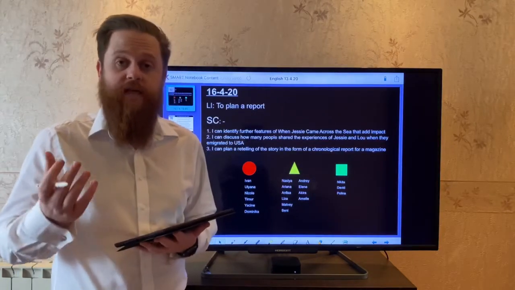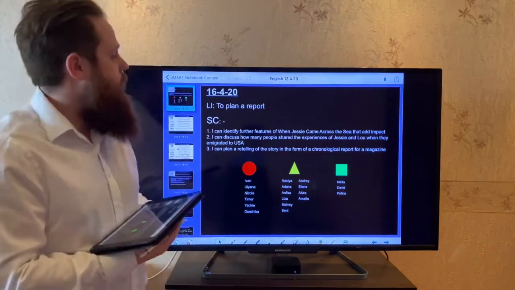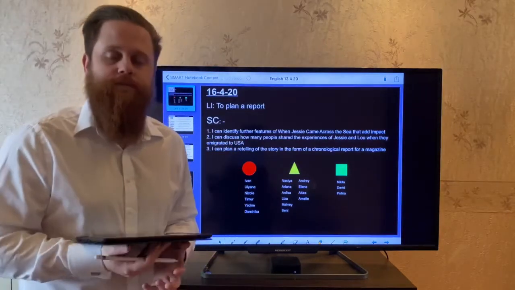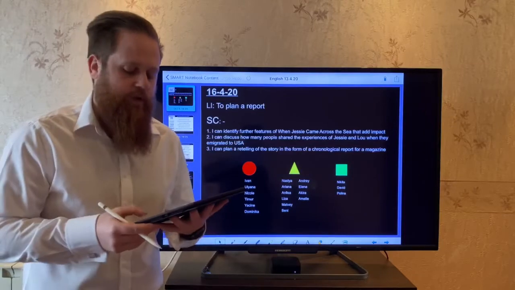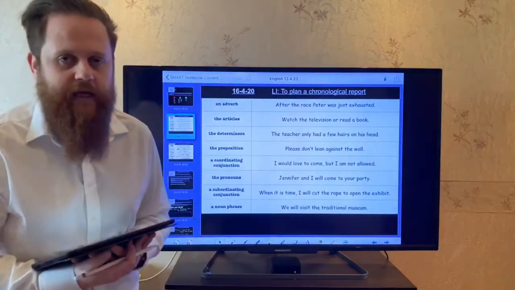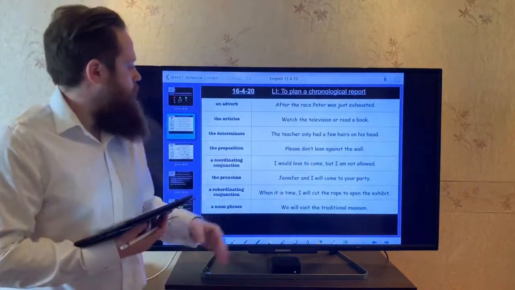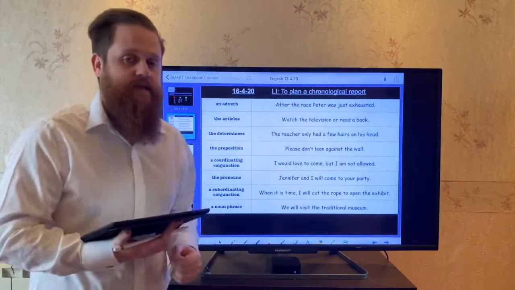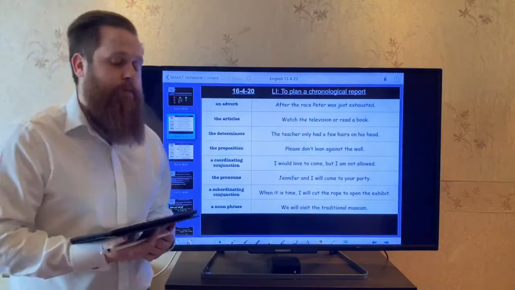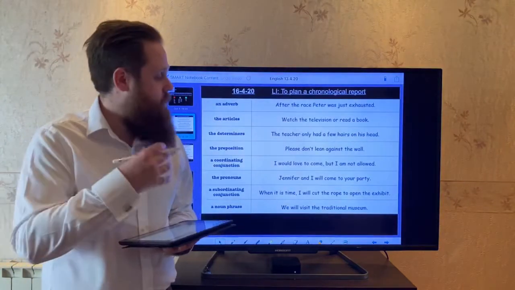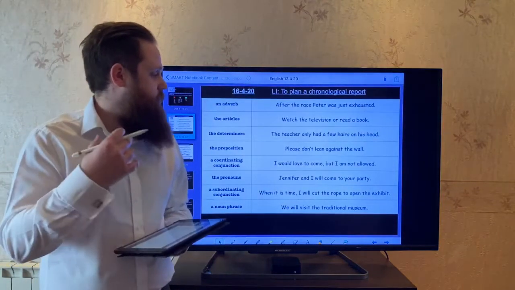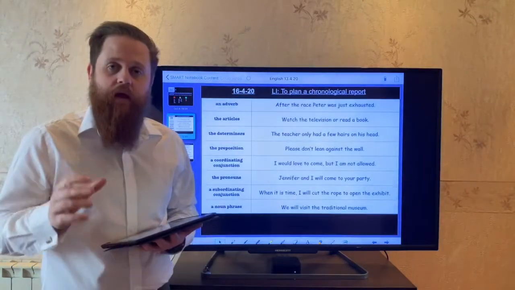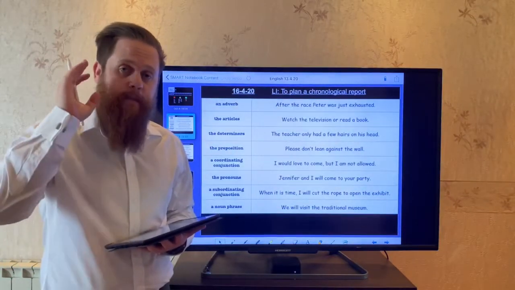It is Thursday, the 16th of April today, and we are going to be looking at planning a report. Now, as usual, to start the day off with English, we are going to be doing a SPAG starter. So, I would like to find these different elements in these sentences. Okay? So get ready to pause the video with your pen and paper and have a go at this. Can you find the adverb, the articles, and so on? Are you ready to pause the video? And pause.